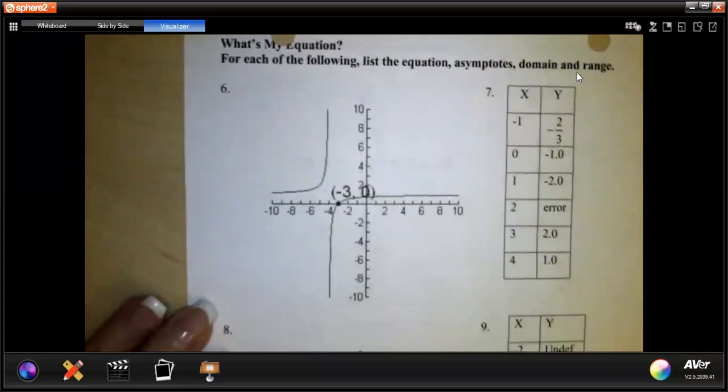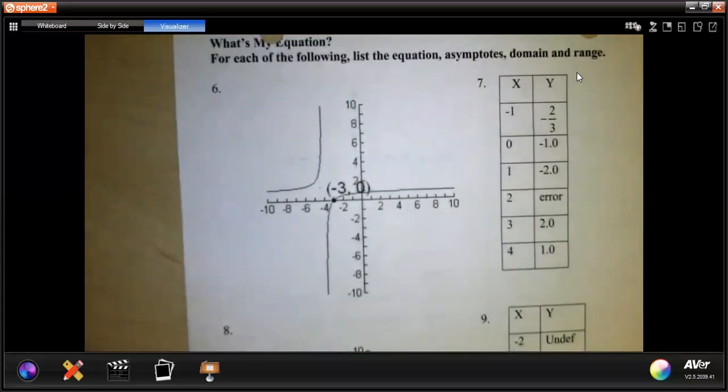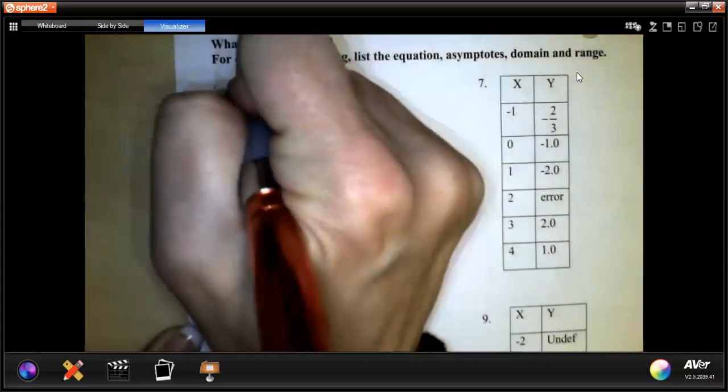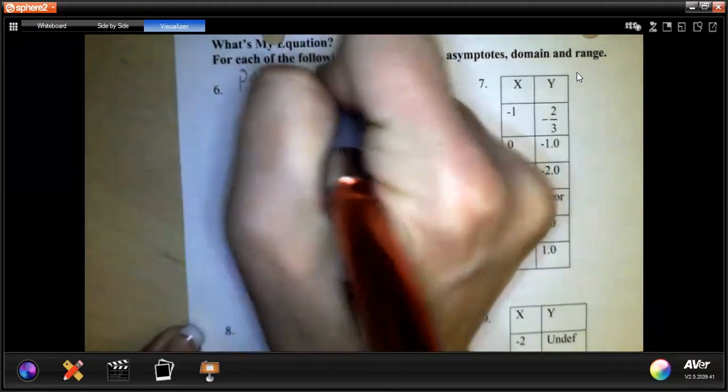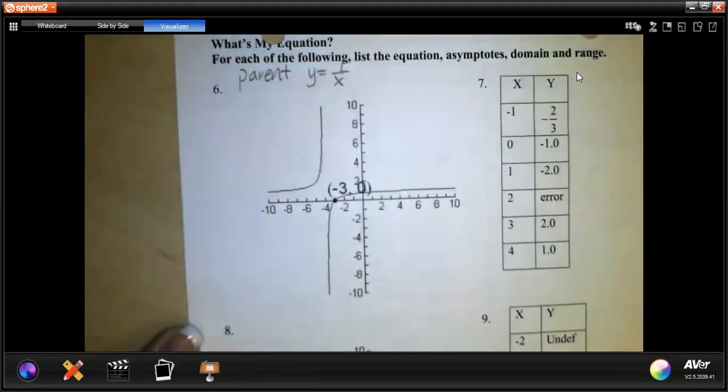All right, so this first one that we have here, looking at this graph, I know that the parent function is y equals 1 over x.